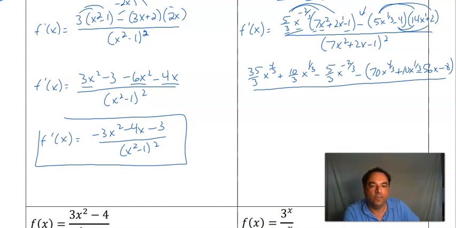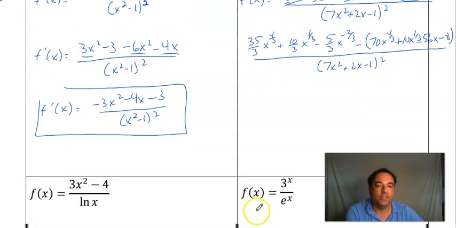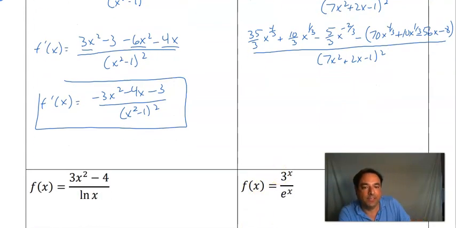All over 7x squared plus 2x minus 1 squared. Okay, but remember, we still need to distribute that minus. So the next step would be to continue cleaning up.